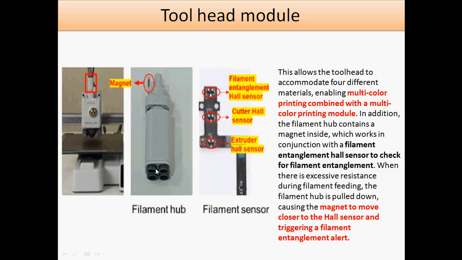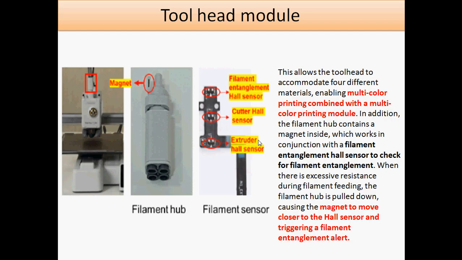Then next is the filament module. A magnet is present over there, then the filament engagement hall sensor, which checks the filament level, how much is present over there. The cutter hall sensor is there, then the extruder hall sensor is there. So we are using different sensors there. This module also supports multicolor printing, so multicolor printing is possible here.